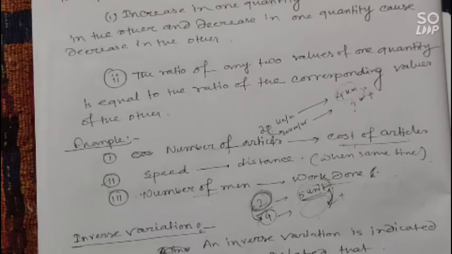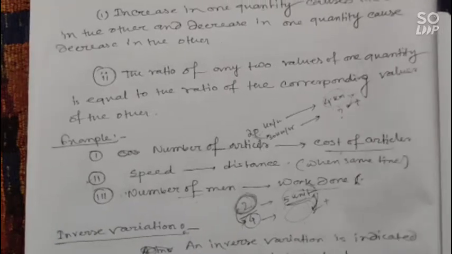So in direct variation, when one quantity increases, then the other quantity also increases, and when one quantity decreases, then the other quantity also decreases. That is called direct variation.